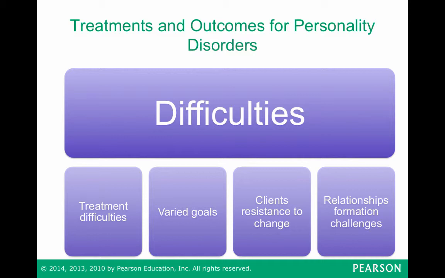What are the treatments and outcomes for personality disorders? As you can imagine, there's a lot of difficulties in this. First, there are treatment difficulties, again, because many people have a comorbid diagnosis or a dual diagnosis, and so it's hard to weed out which disorder we need to treat first and which came first.